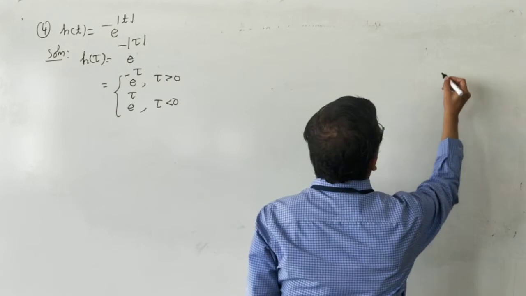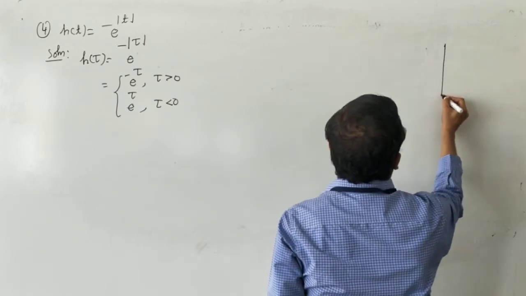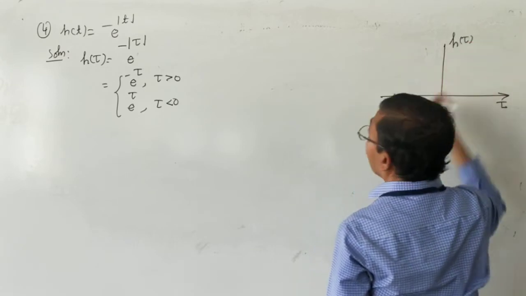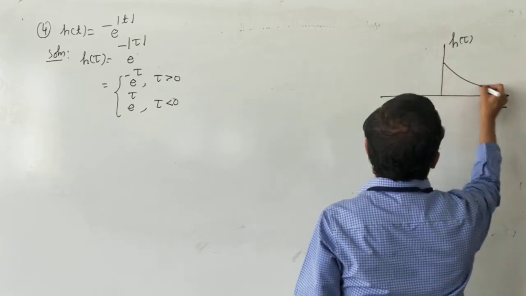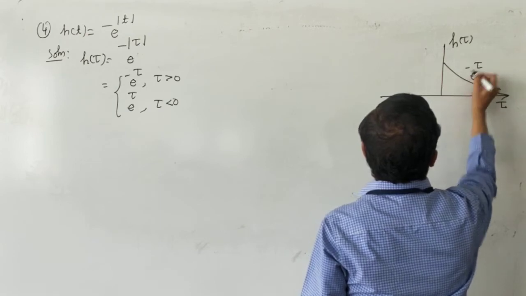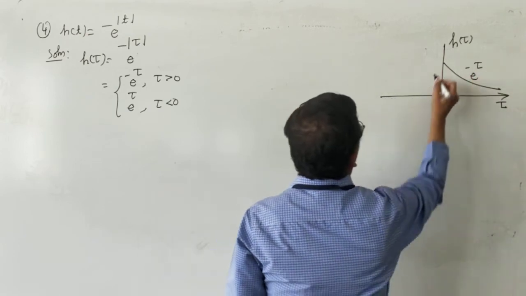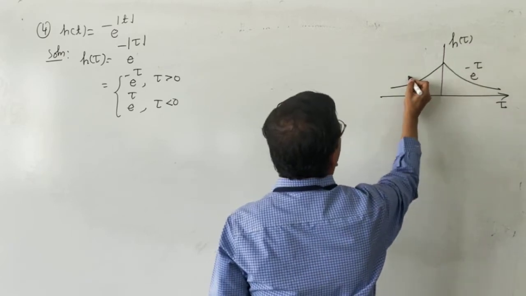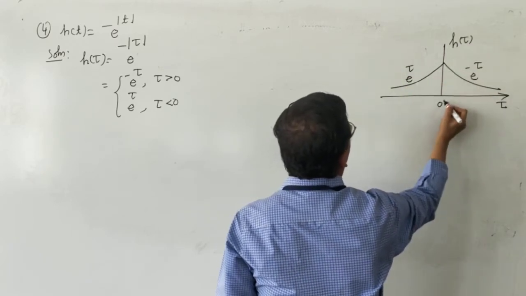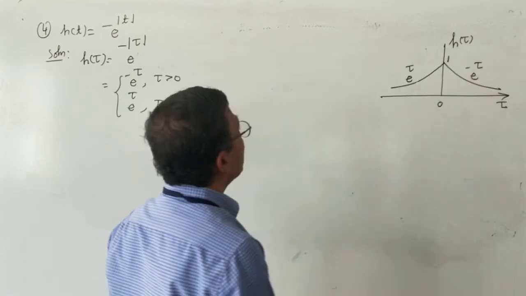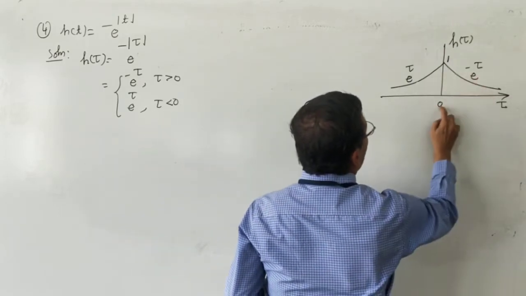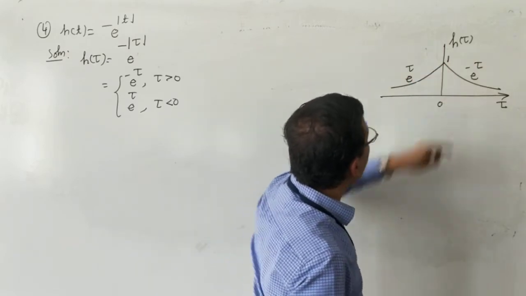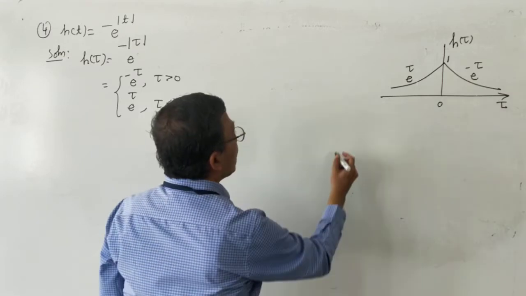I am going to make a sketch of h of tau versus tau. X-axis is tau, y-axis is h of tau. For tau greater than 0, we have an exponentially decaying signal e power minus tau. For tau less than 0, we have an exponentially growing signal e to the power plus tau. At tau equal to 0, the value is 1. In e power minus tau, you put tau equal to 0, you get 1. In e power plus tau, you put tau equal to 0, still you get 1. This is the figure.